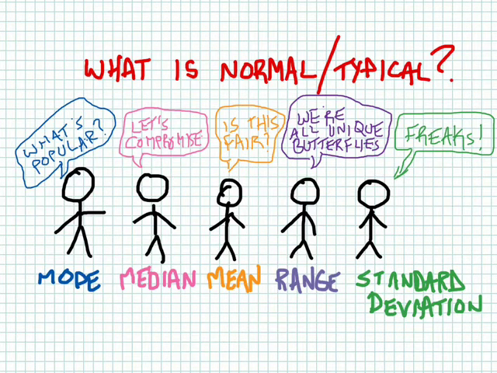When it comes to deciding what actually is normal or typical for a set of data, you're really talking about these three right here at the beginning: the mean, median, and mode. So the question is, which of these do we listen to?